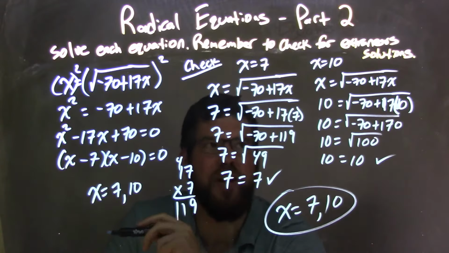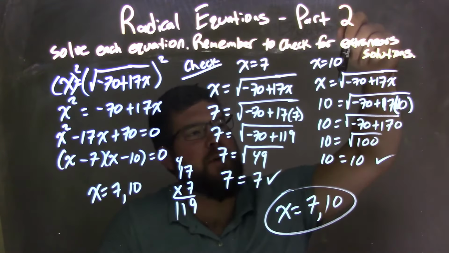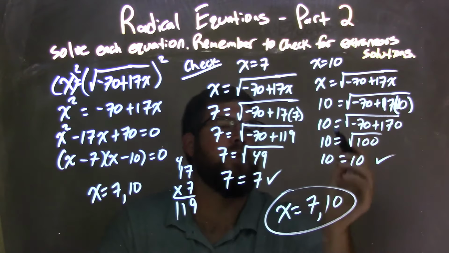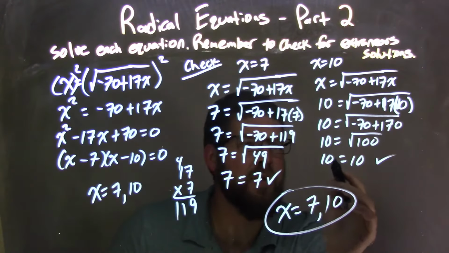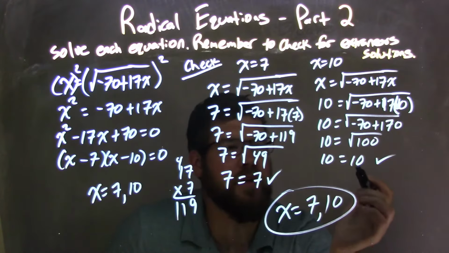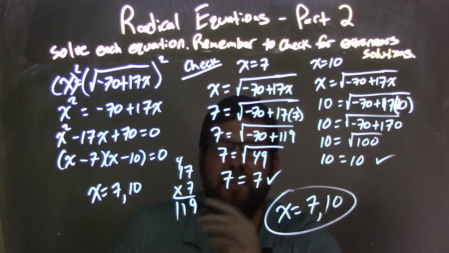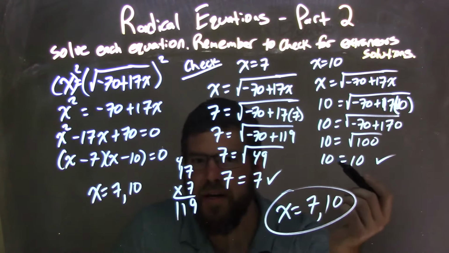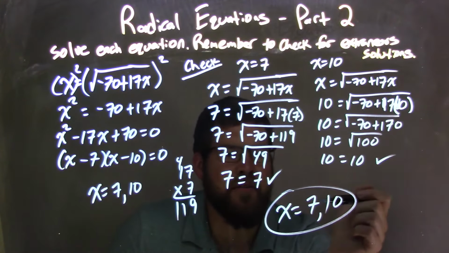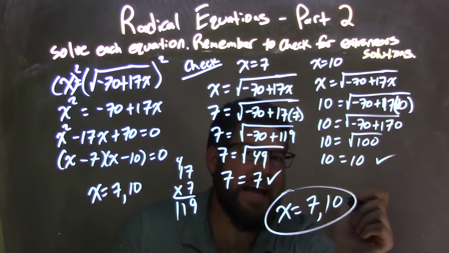It was not extraneous. So we do the same thing with the other one, x equals 10. I simplified that when I plugged it in, and the left and right hand side were also equal. 10 did equal 10. And so we also did not have an extraneous solution there. That's a real solution. So my two solutions were 7 and 10. None were extraneous here. And so my final answer is x equals 7 and 10.